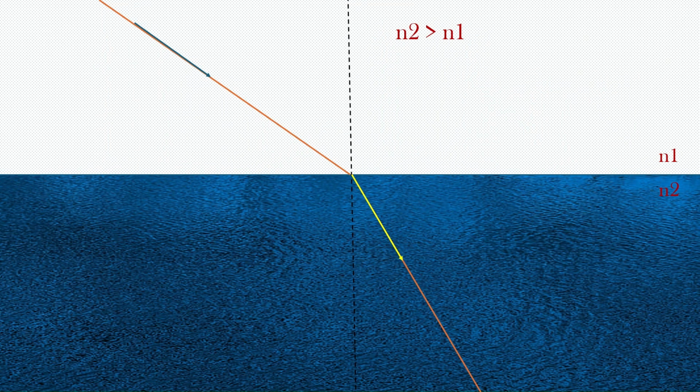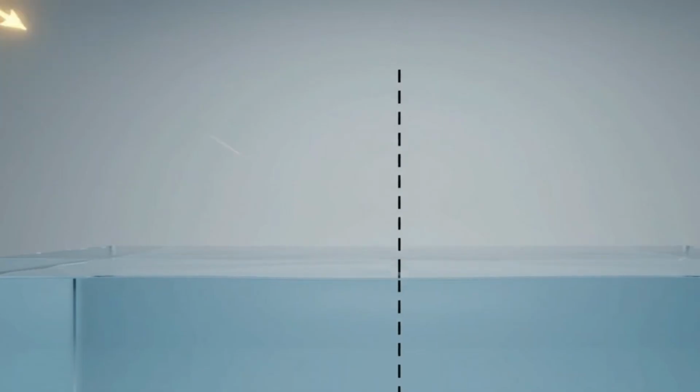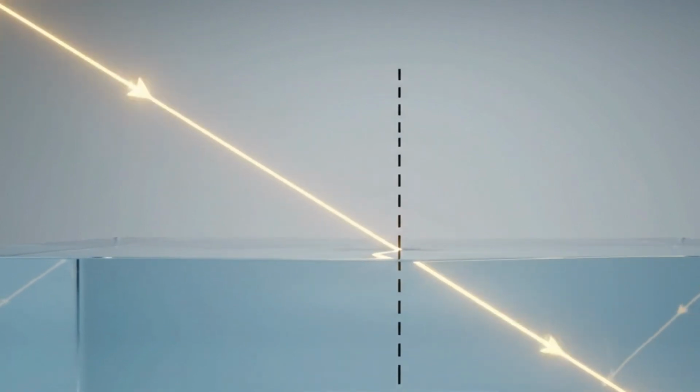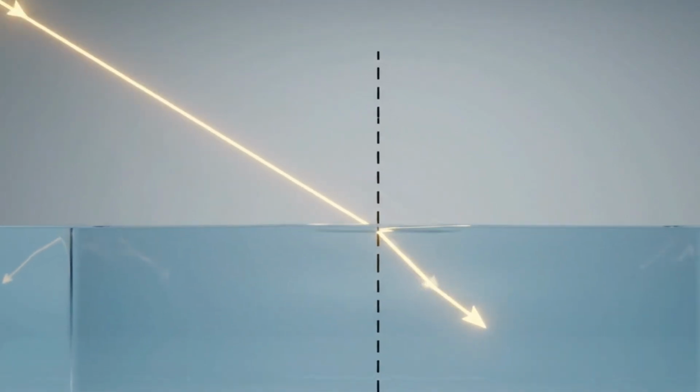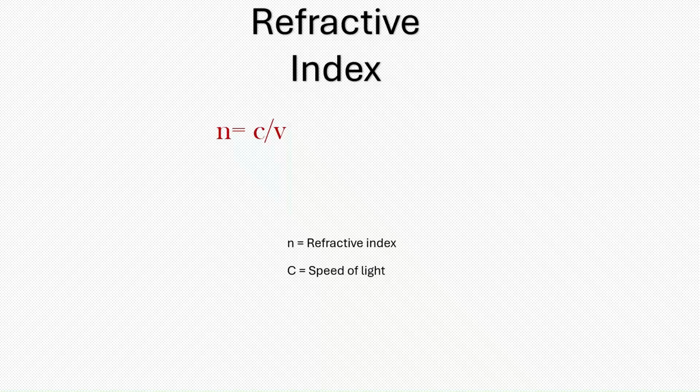When light enters a denser medium, such as water or glass, it bends toward the normal. When light exits into a less dense medium, it bends away from the normal. But what exactly is the refractive index? The refractive index measures how much a material slows down light. It is given by the formula n equals c divided by v. Here, c represents the speed of light in a vacuum, and v represents the speed of light in the material.